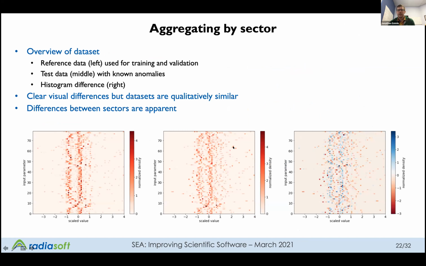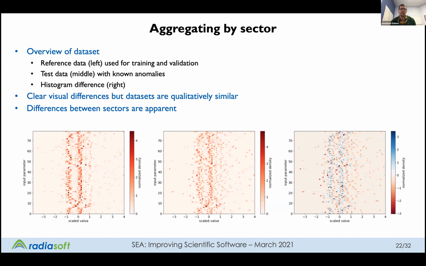And when you're aggregating by sector, this is just to get an idea of what the data looks like. It's hard to visualize. Mainly what we're trying to see is whether there is a difference between the test data set, where we know there are anomalous data points, and the training data set where there are no anomalies. On the right-hand side, this plot is just showing the difference in the two histogram plots. And essentially, yes, there is a difference.